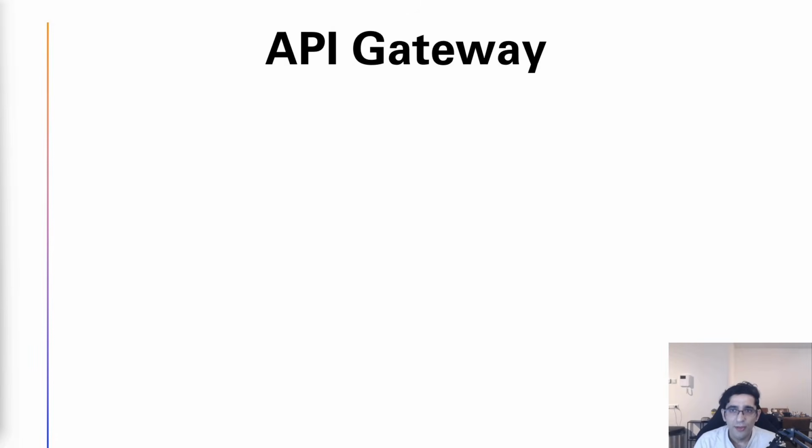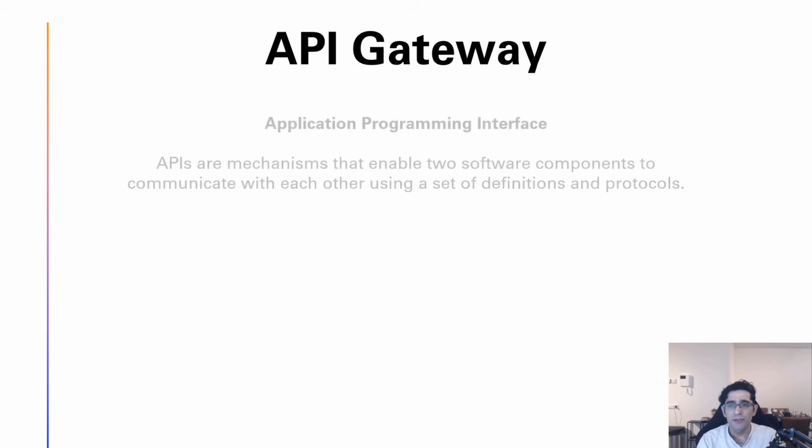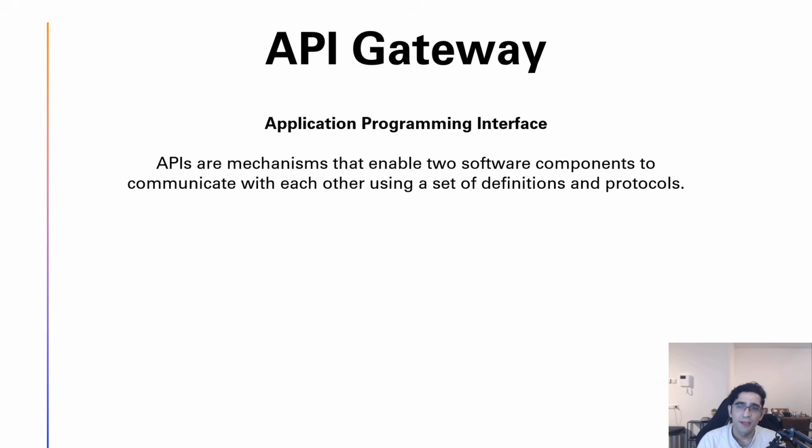So let's start with the API Gateway, and the first step will be looking at what an API actually is. AWS gives us a definition: API stands for Application Programming Interface, and that's a mechanism that enables two software components to communicate with each other. They use a set of protocols and definitions in these communications. We'll also cover them in the sample app that we will be creating.